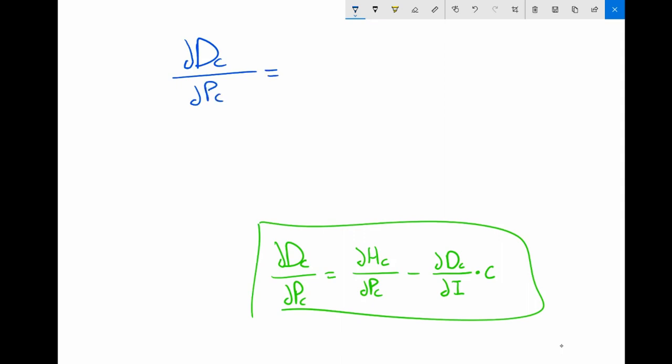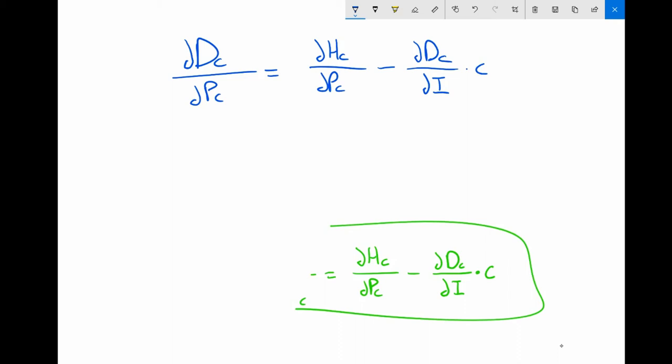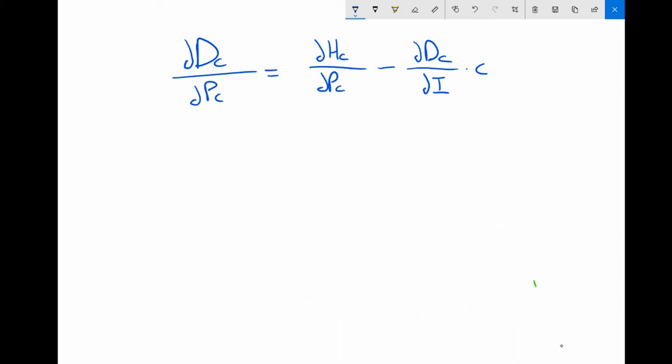It says the effect of a price change on uncompensated demand is equal to the effect of a price change on compensated demand minus this other term here. And what we'll see is that Slutsky's equation gives us a mathematical expression.